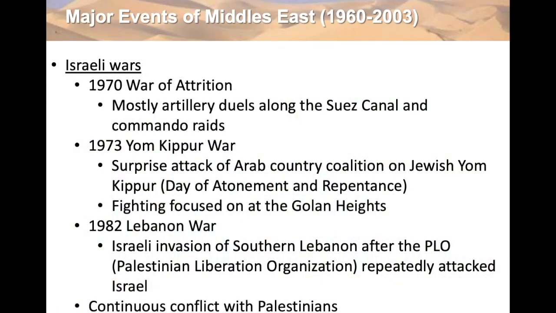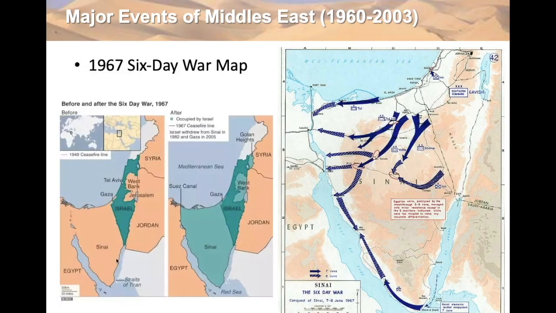Israeli wars continued in 1970. There was a war of attrition, that's what it was called, which was basically artillery duels along the Suez Canal with commando raids. 1973 was a more well-known war because of when it took place, the Yom Kippur War. That was a surprise attack by a coalition of Arab countries on Yom Kippur, which is the Day of Atonement and Repentance for the Jews. And that fighting was focused on the Golan Heights, which again is up here.